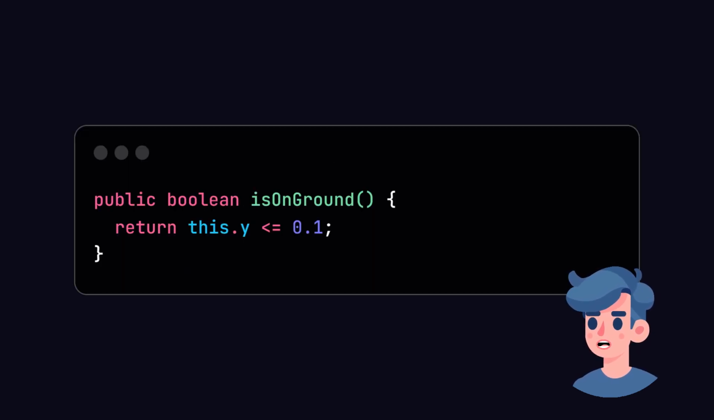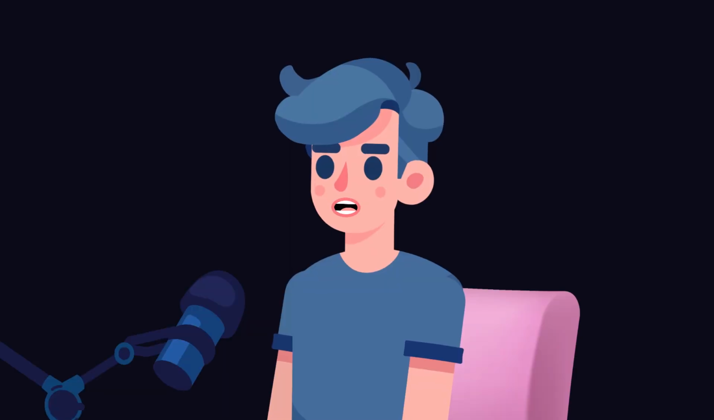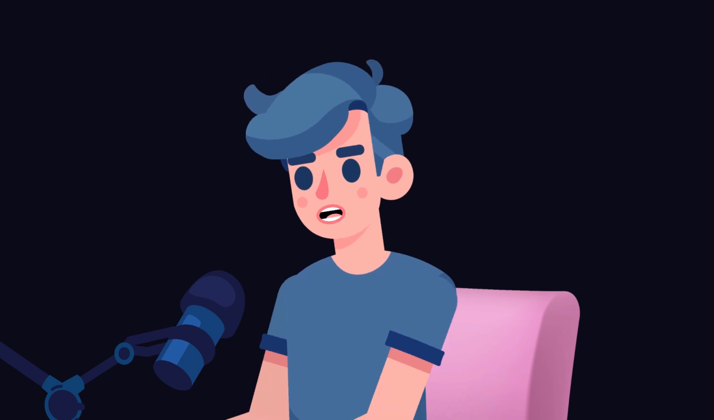Now, let's implement the collision detection for the player cube. Add the following method in your player class to check if the player is on the ground. Now modify the player's movement to only allow upward movement if the player is on the ground. Test your player's movement now. The player should remain above the ground unless you allow them to jump, which we'll implement next.